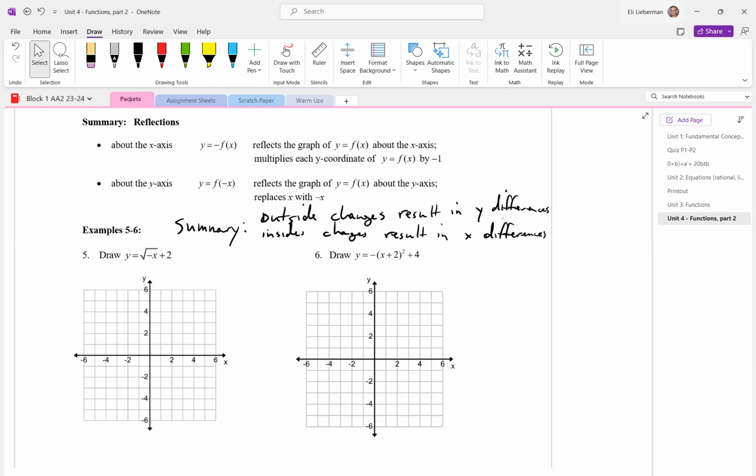Okay, so the negative, would you please show me what the negative does in gestures? What is the negative going to do? Now it's inside, so it's affecting the x's. When it's inside, it's going to do this kind of thing, right? Reflect over the y-axis, and that +2 is going to move it up. We know it's up and not left to right because it is outside the function, right?